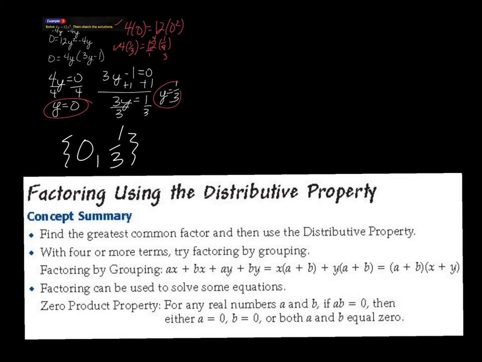To factor, we can find the greatest common factor, then use the distributive property. With 4 or more terms, try factoring by grouping. And factoring can be used to solve some equations by using the zero product property, which says that for any real numbers a and b, if a times b equals 0, then either a equals 0, b equals 0, or both a and b are 0.